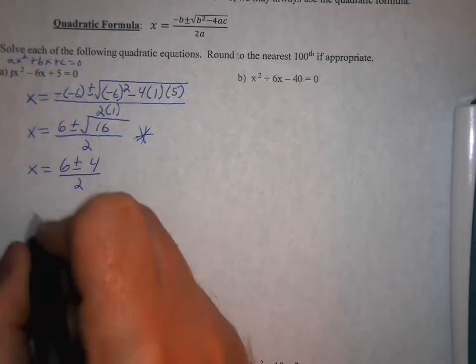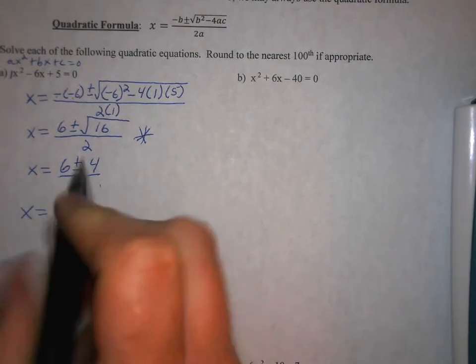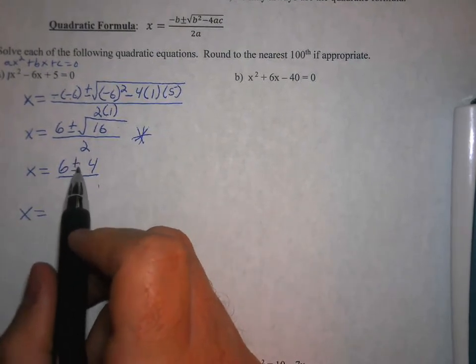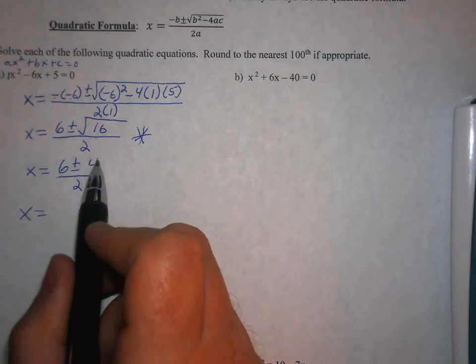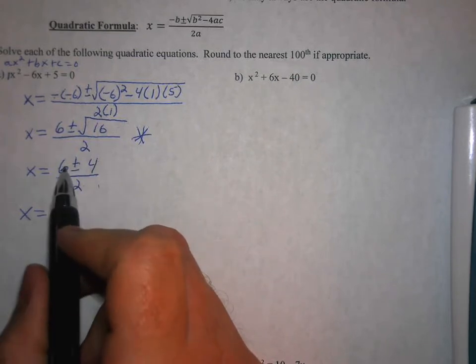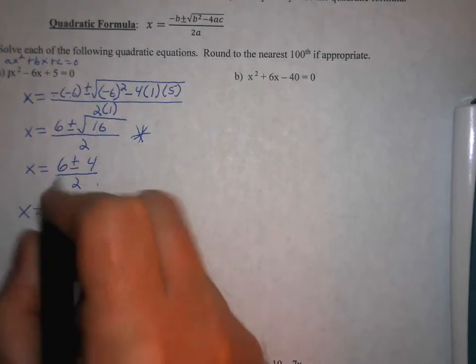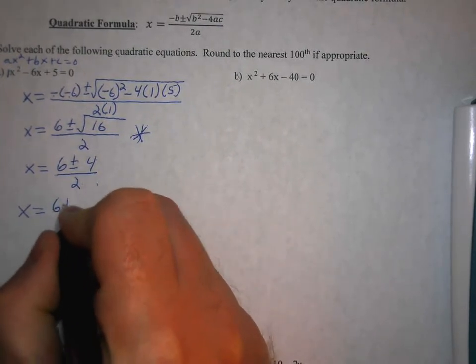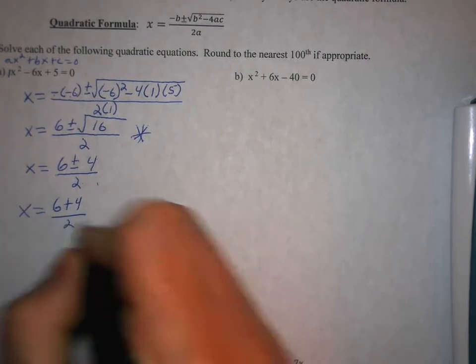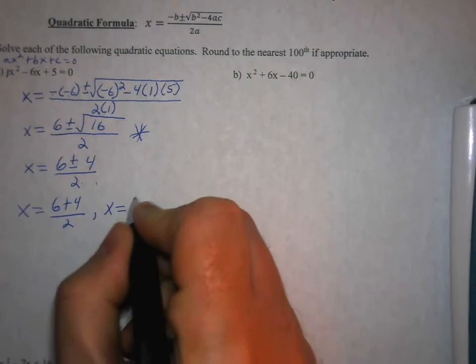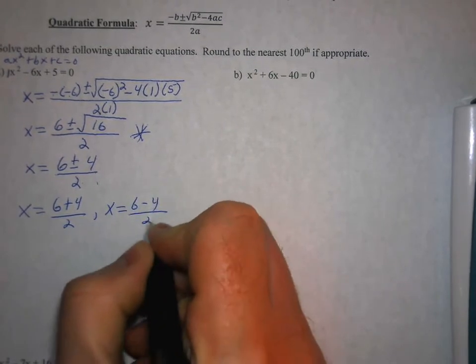So now we have 2 different answers here. One of them comes from 6 plus 4 divided by 2, and the other is 6 minus 4 divided by 2. Once you get good at these, you don't have to show this step, but for right now, I'm going to show that step, showing those 2 different equations.